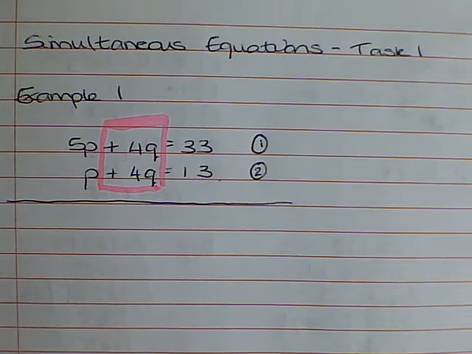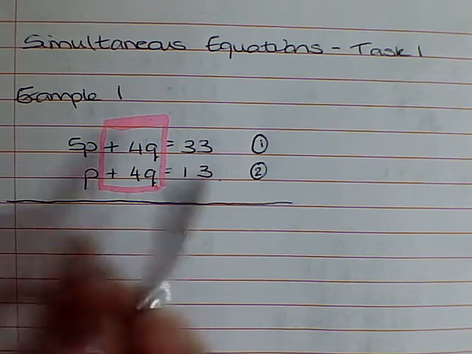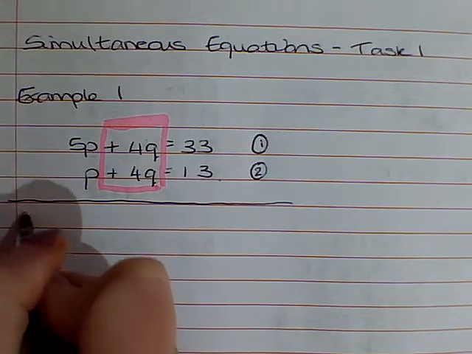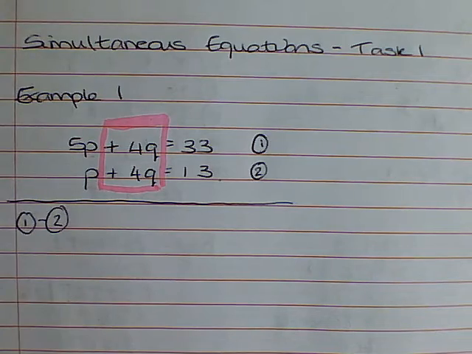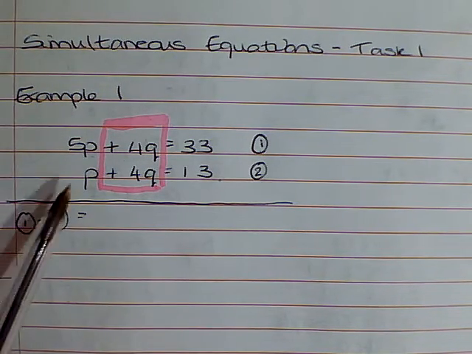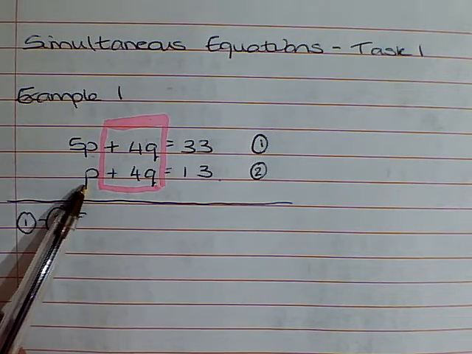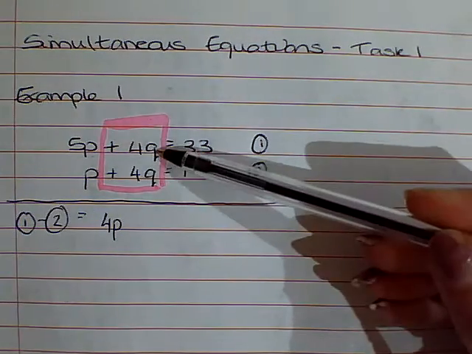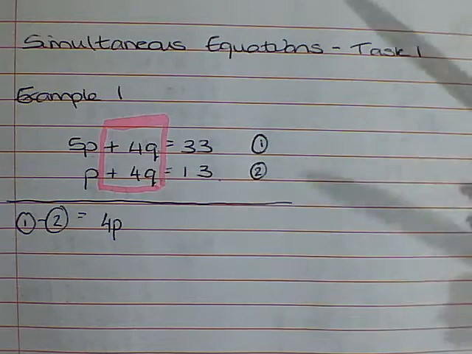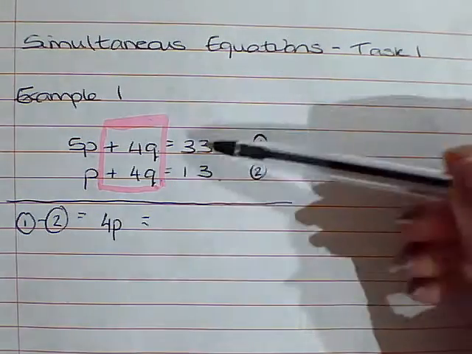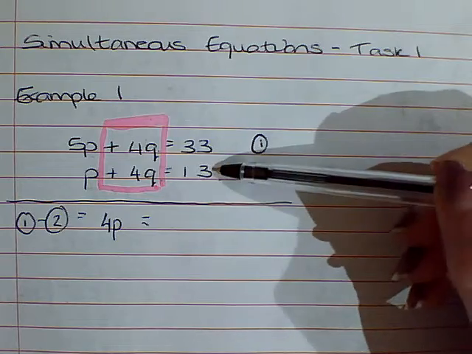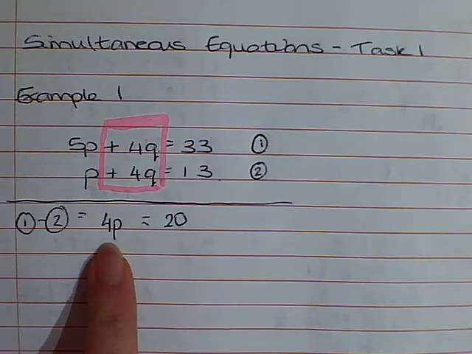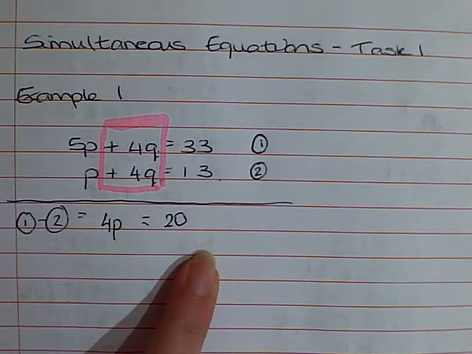My next step is to eliminate the q's. So I am going to do equation 1, take away equation 2. So equation 1, take away equation 2. 5p, take away 1p is 4p. 4q, take away 4q is 0. 33 take away 13 is 20. So 4p is equal to 20.